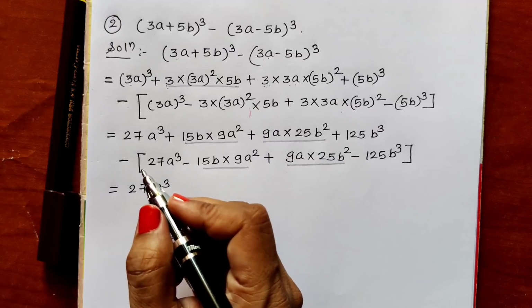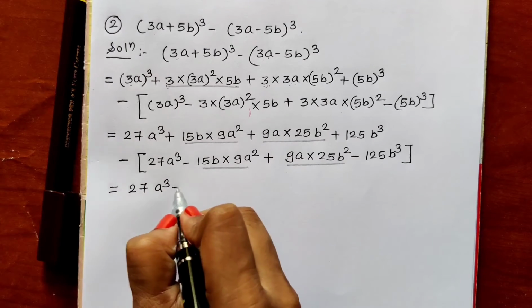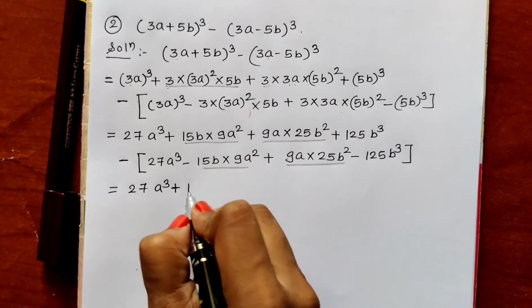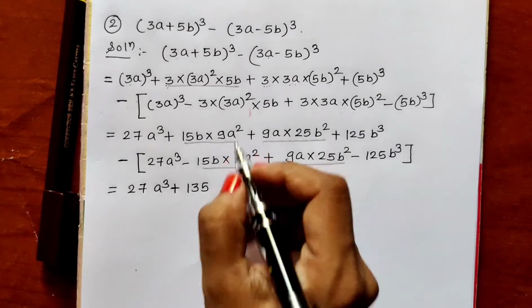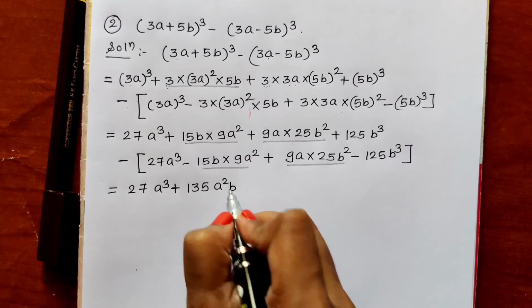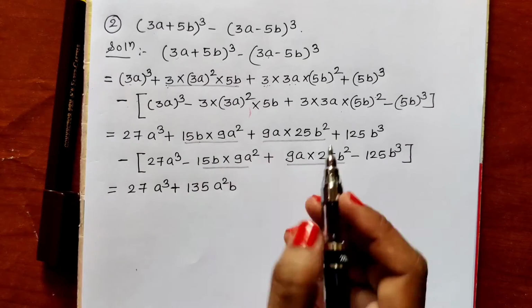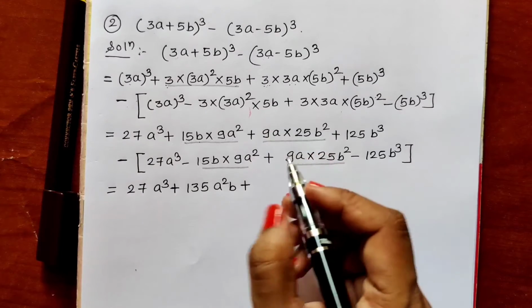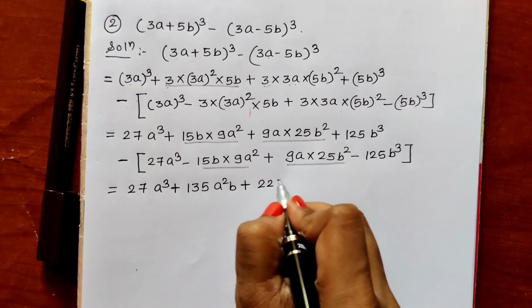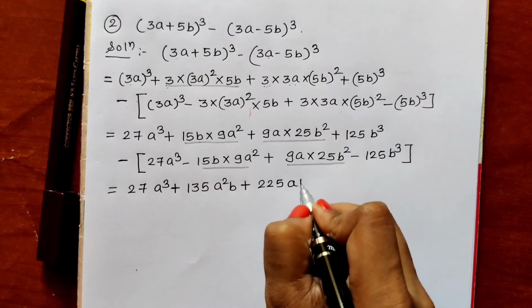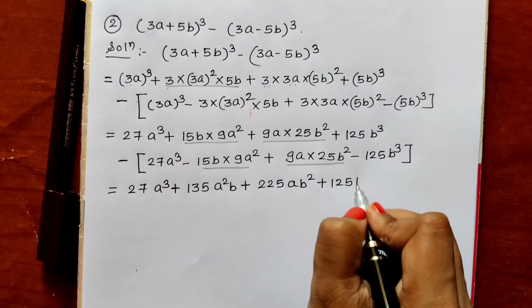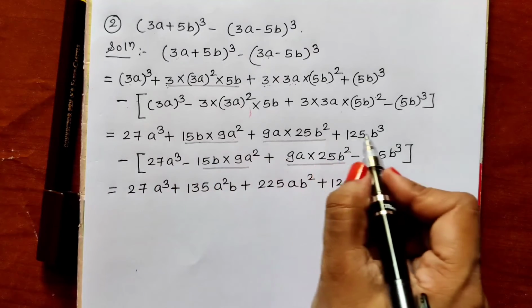27a cube as it is, plus 15 9s are 135 a square b. First write a square and then write b. Okay, a square and then b, plus 25 9s are 225 a b square plus 125 b cube. We have done with this expansion.